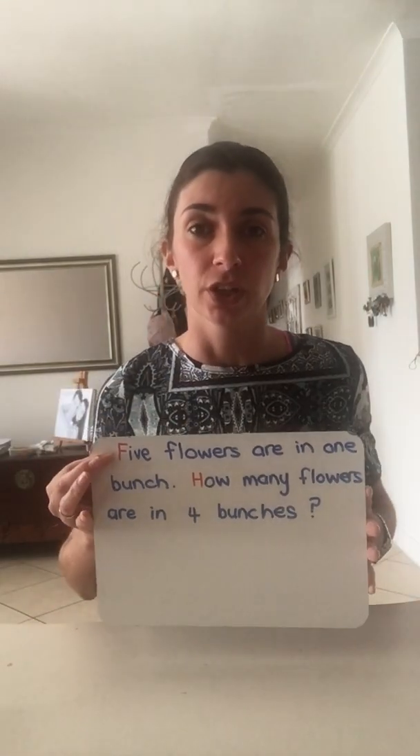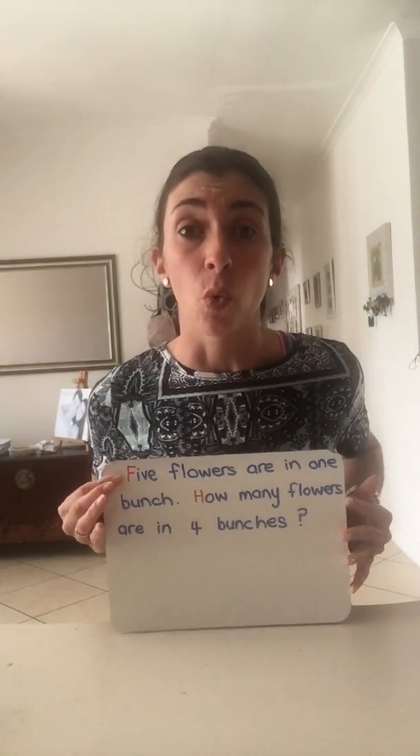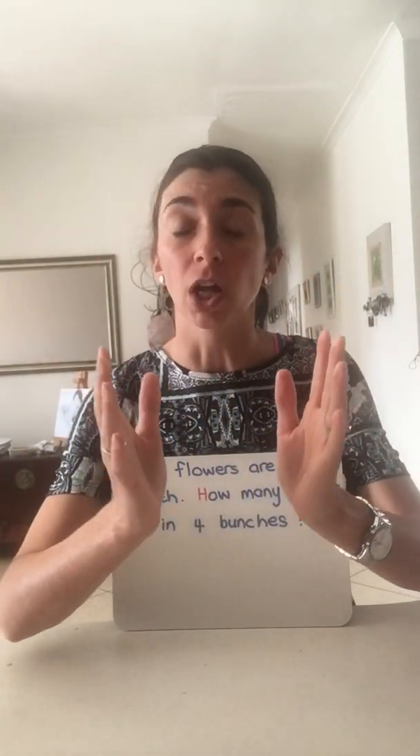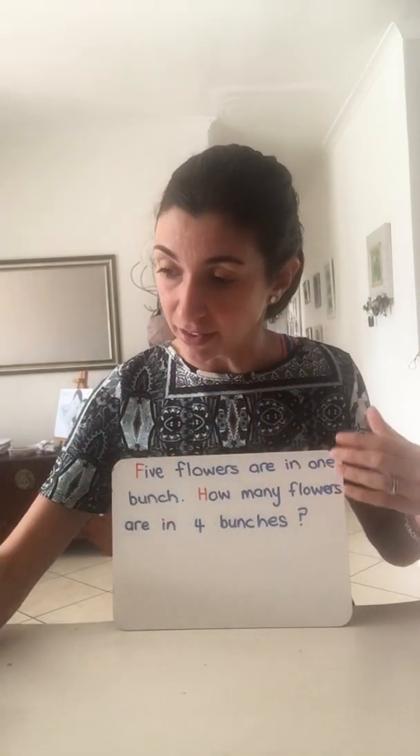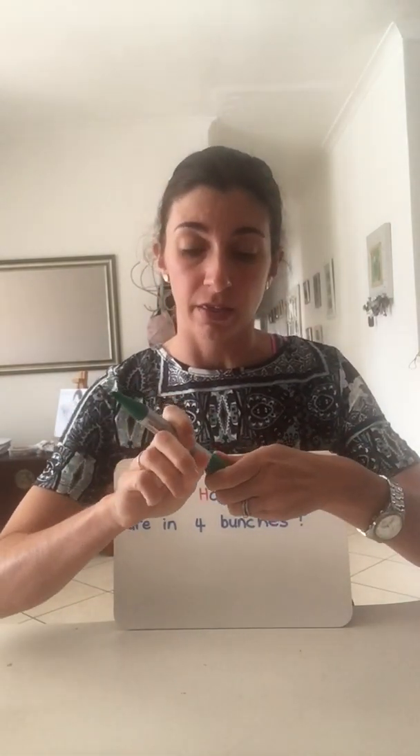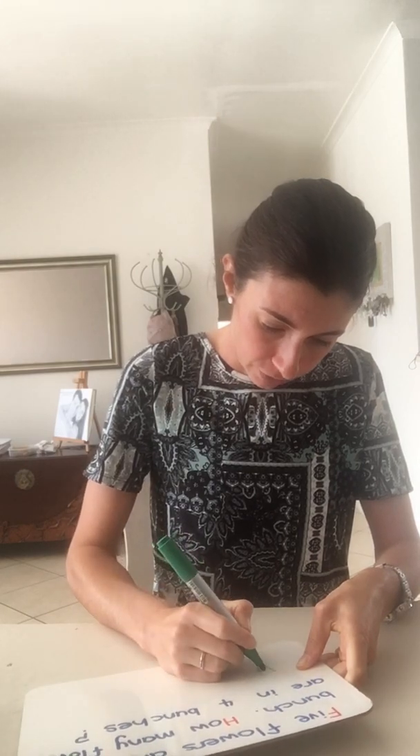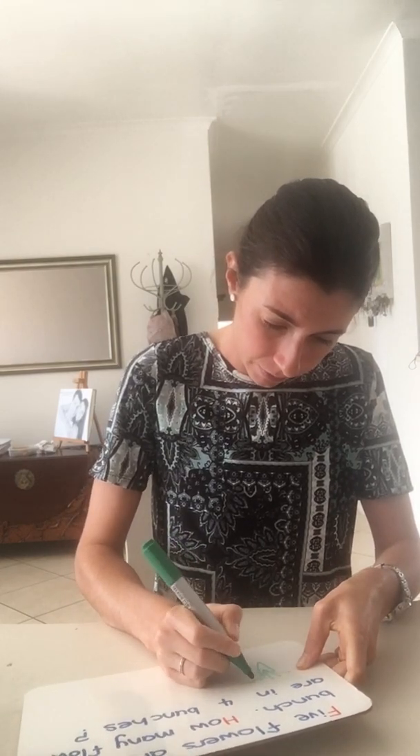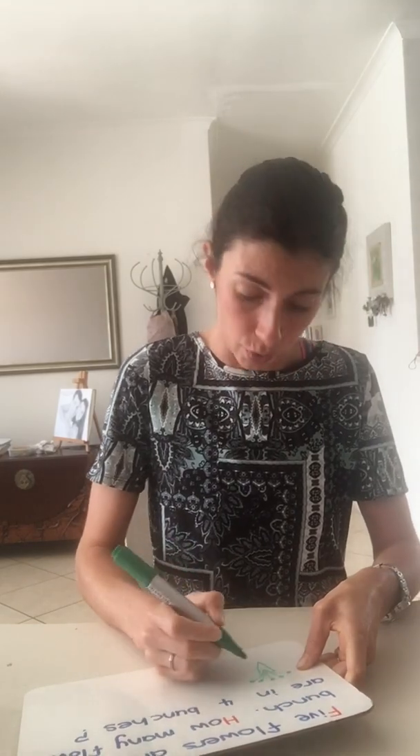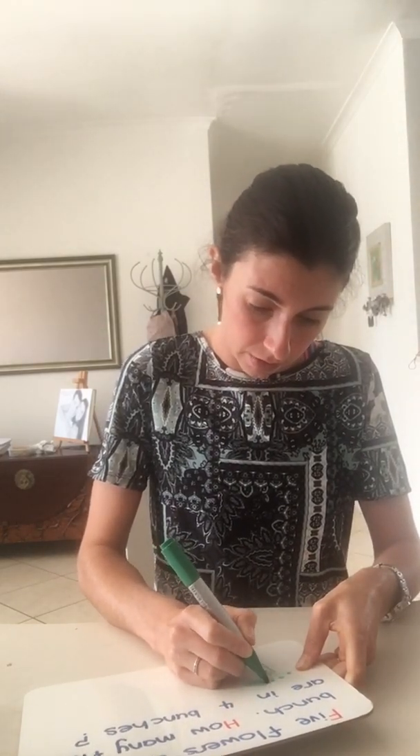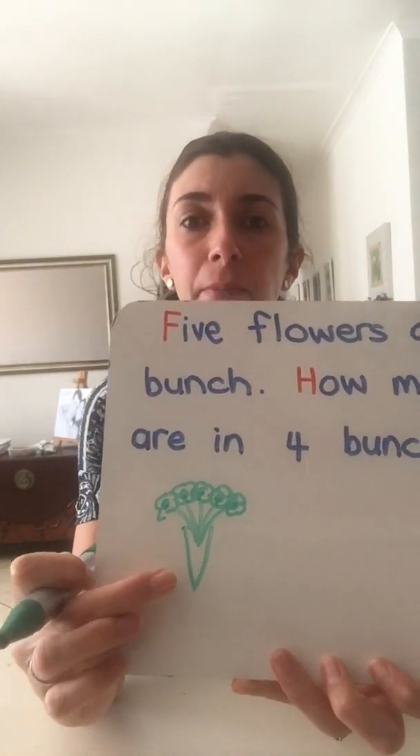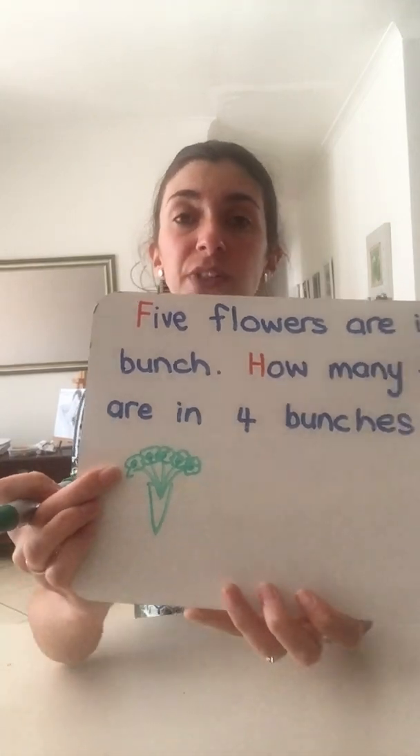Now remember, a bunch is when you go to the shops and you buy one bunch of flowers, and they are lots of flowers together in one bunch. In this story, there are 5 flowers in one bunch. So if I had to draw that, the flowers, okay, I'm going to do a quick drawing. So I would buy a bunch of flowers, and there are 5 flowers in one bunch.